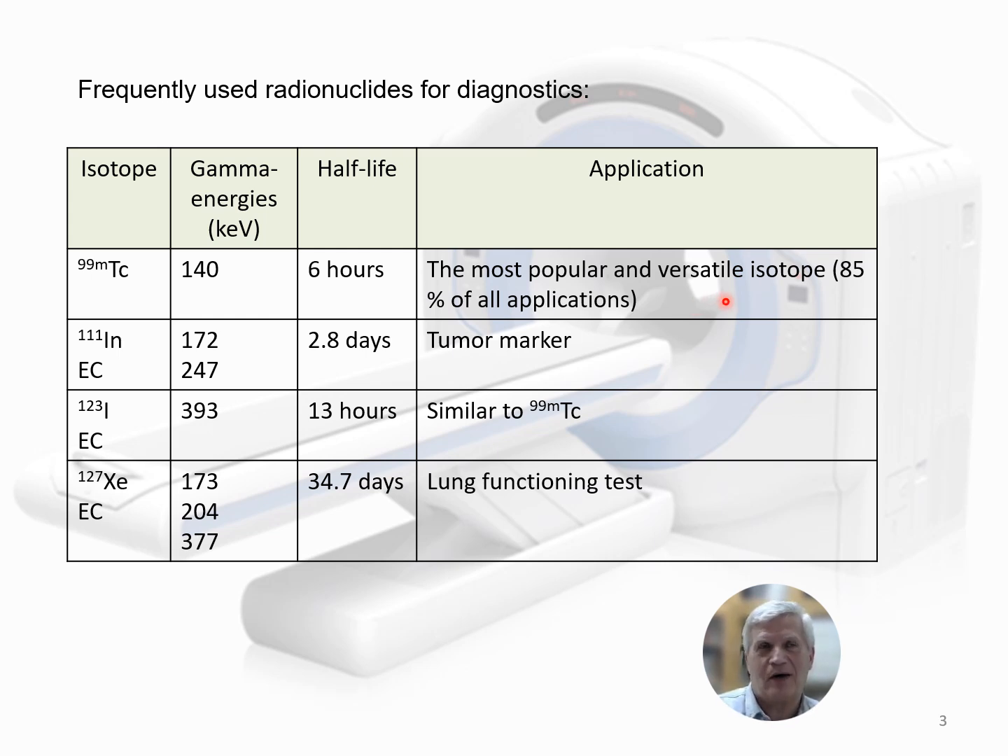It is quite a funny coincidence that technetium is the element which does not exist in nature, because it has only radioactive isotopes, and still this technetium-99m isotope is the best for nuclear medicine. Indium-111 is a tumor marker. We will see later an example how it works. Iodine-123 has a similar application to that of technetium-99m. And as I said, xenon-127 is mostly used for lung functioning.